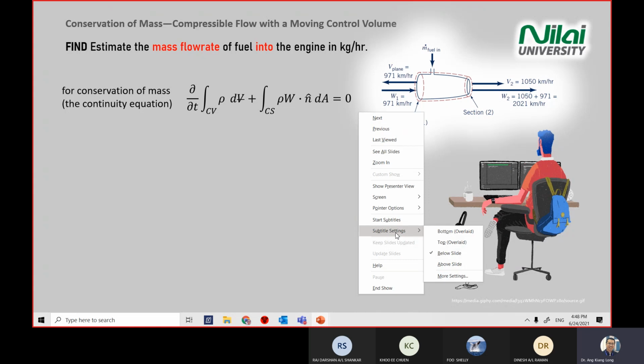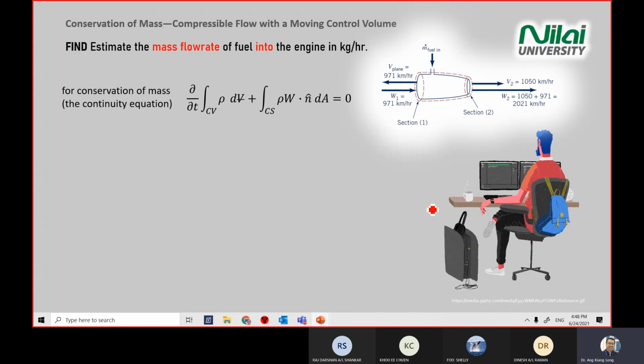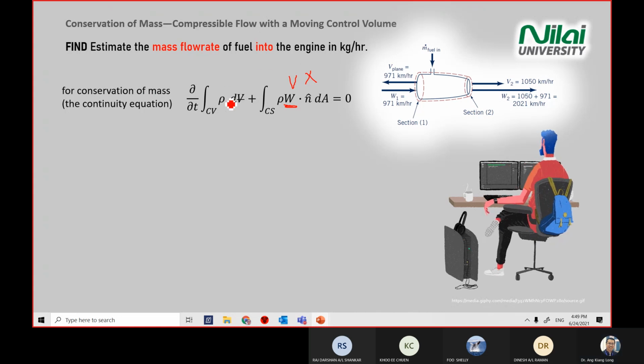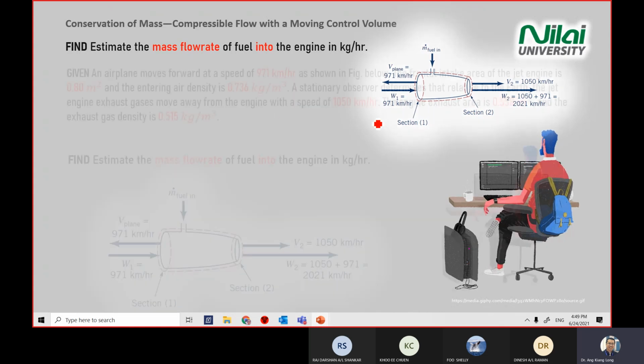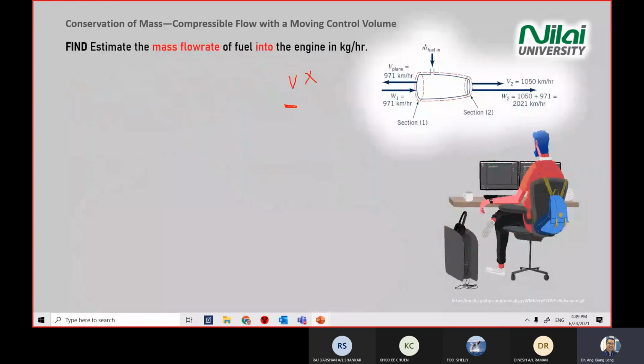Again, we are looking at a moving control volume. Something changes in our equation. If you write V, I'll give you a wrong answer. So if you have a moving scenario, then you need to change to W in the equation or in your answer. Now, how do we know that you need to use W in your equation or in your answer?